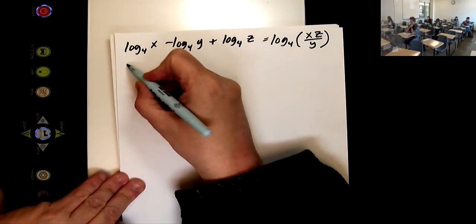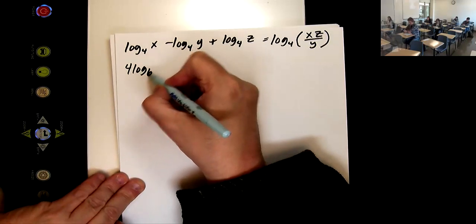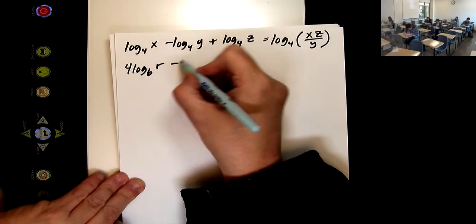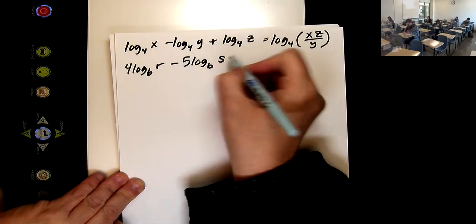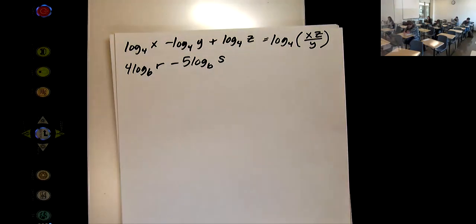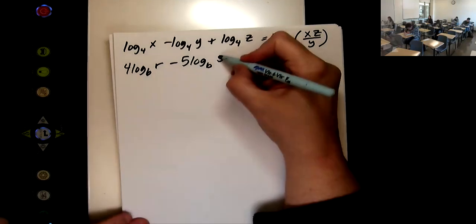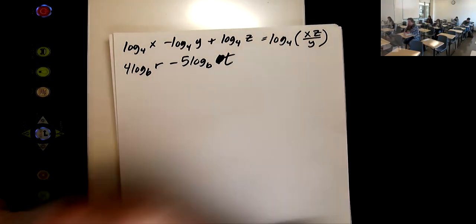What about 4 log base b of r minus 5 log base b of s? Yeah, this guy used 5 and s on the same thing. That was smart. Hey, let's change that to a t. T's don't look like 5s.